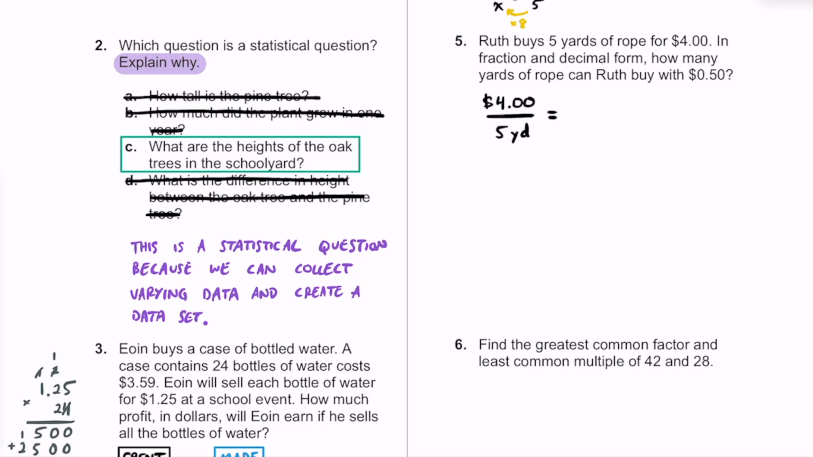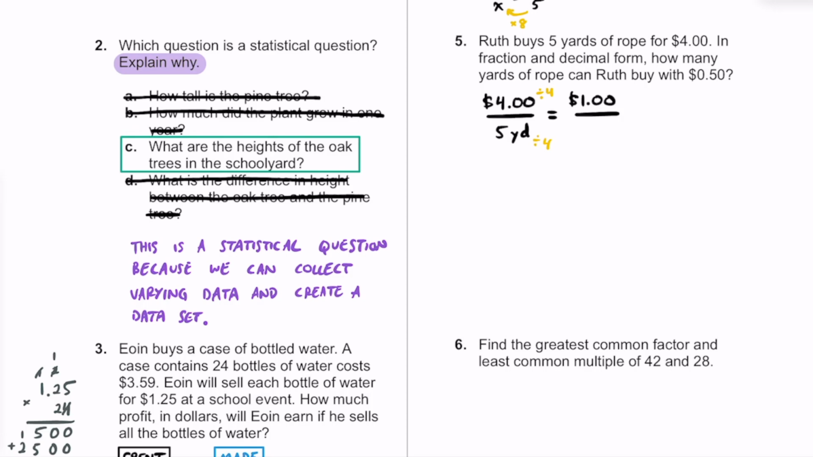Let's see, we're going to figure out for 50 cents. So let's actually go down to $1 first. I think that's going to be a little bit easier to think about. So if we get down to $1, how do we get there? Well, $4 divided by 4 would get you $1. So what's 5 divided by 4?